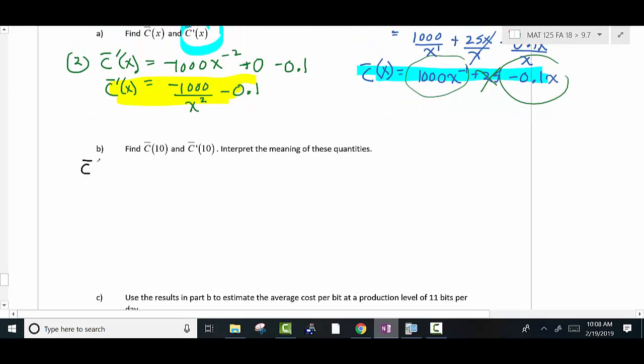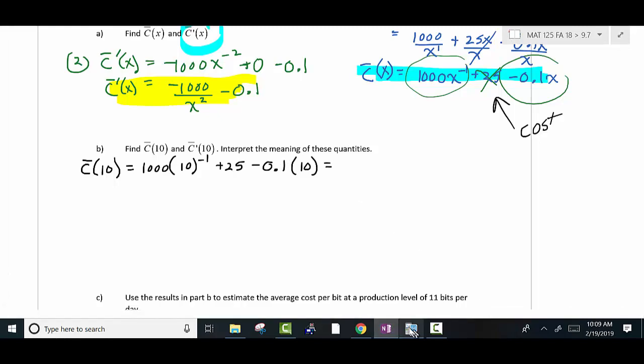So if we do C bar of 10, what do you do with the 10? You plug it into the cost, right? Okay, that's not a derivative, okay? So what you want to do is just take this function, this is your cost right here, and plug it in. And you can use your calculator. So we'd have 1,000 times 10 to the negative 1, and then that was plus 25, and then minus 0.1 times 10. Okay, and then I'm just going to do that on the calculator.